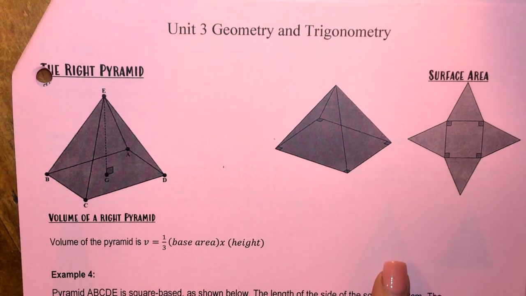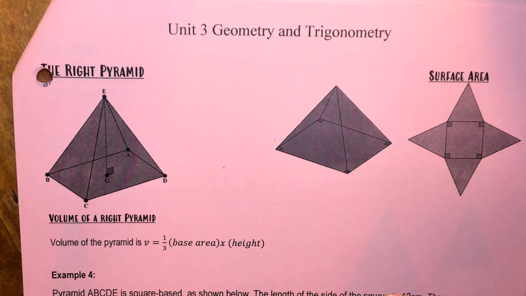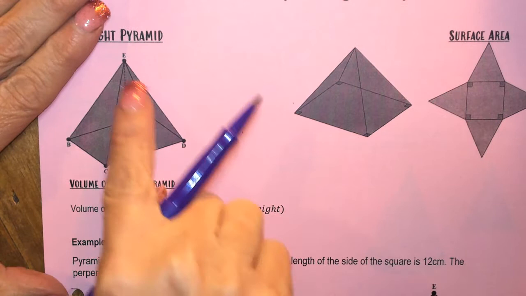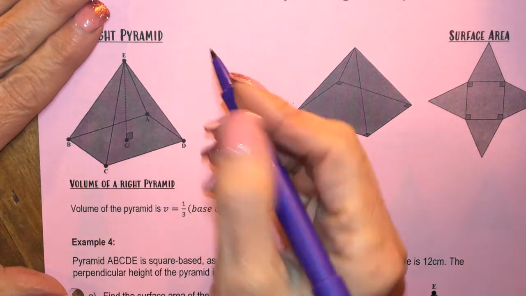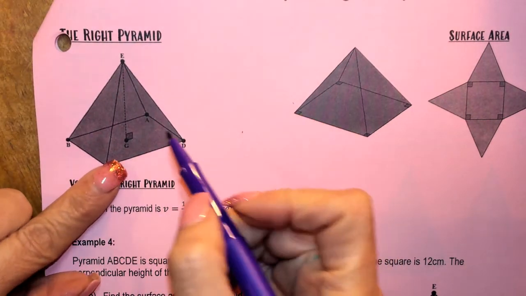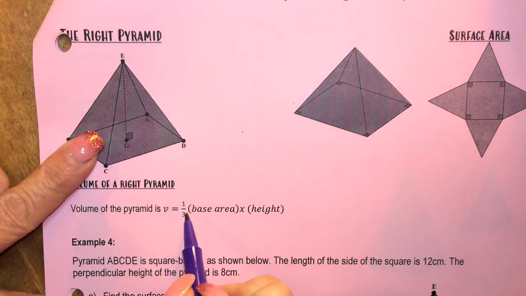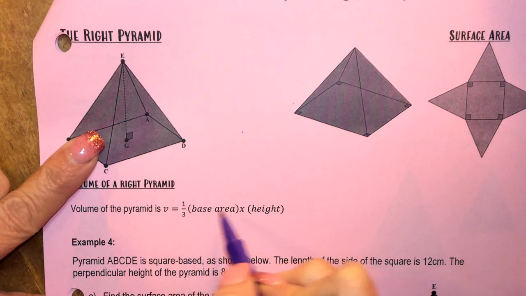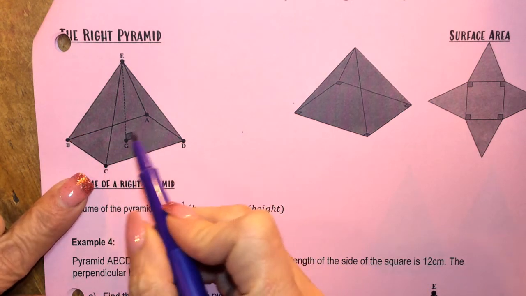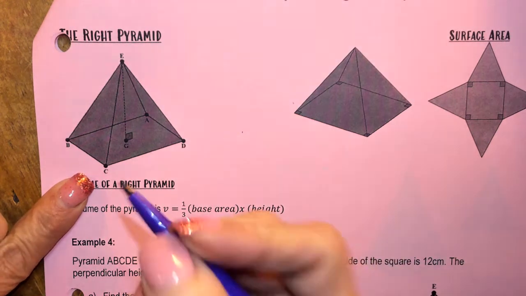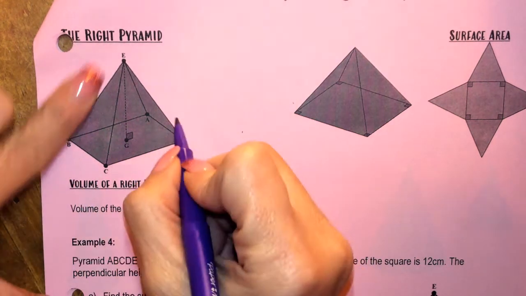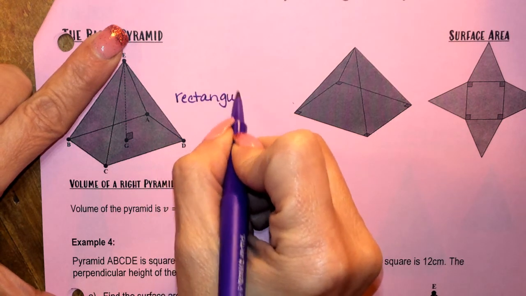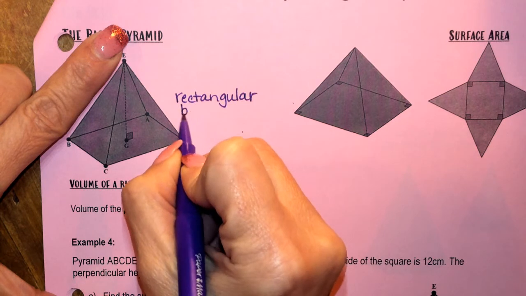All right, so here we go. Volume of a right triangle pyramid. So I'm hoping you can see this pretty well. There's a couple of things we need to know on this right here. The volume of a pyramid is 1/3 the base area times the height. Some things to know. The base down here is going to be a rectangular base. And you can kind of see that in the picture. It's a rectangular base.